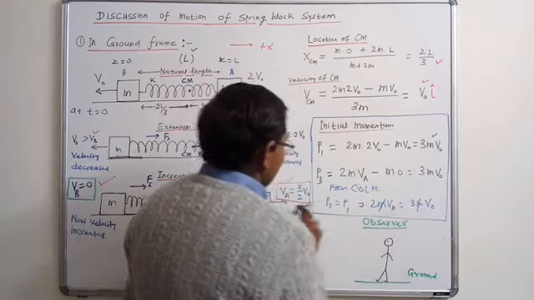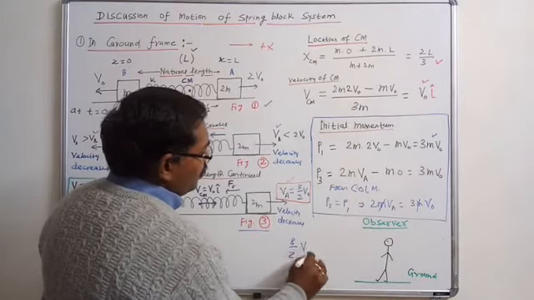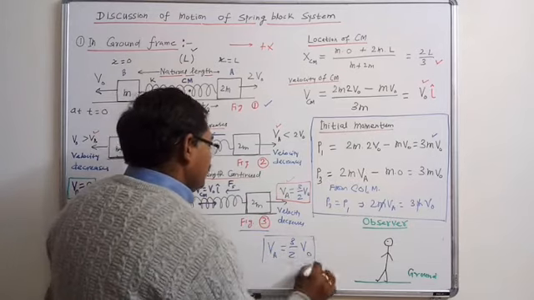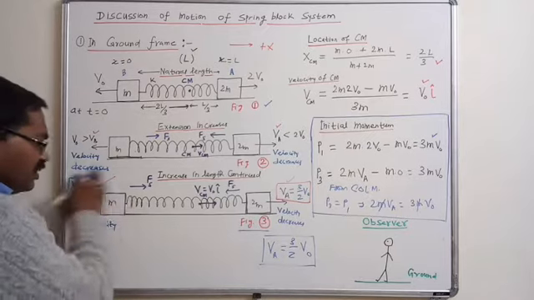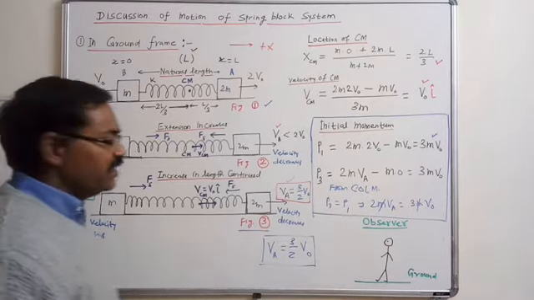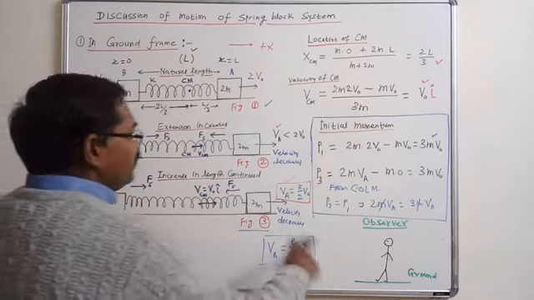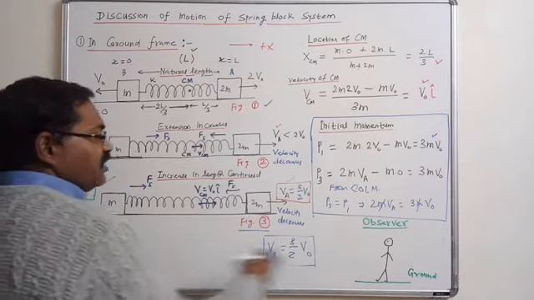Va will be 3 by 2 v naught. Means at this time this block is moving with this velocity, and this block will be momentarily at rest at that instant. So relative separation takes place, means the length of the spring is increasing.